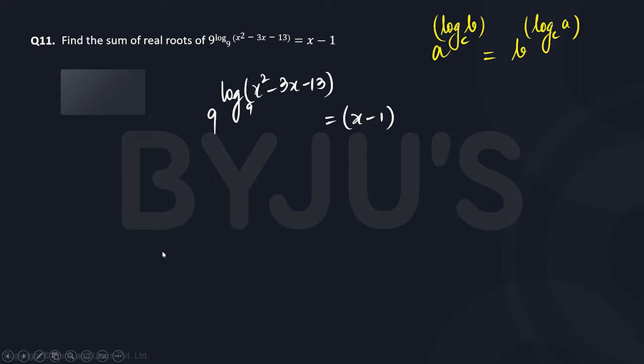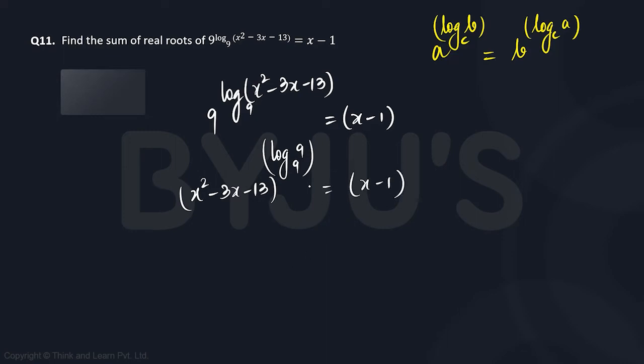So we are going to use this particular property to bring the expression in x as the base. So I can bring this x square minus 3x minus 13 in the base and take this 9 instead of the expression over there. So the power changes to log 9 to the base 9, and that is equal to x minus 1 given to us. Now log 9 to the base 9 is 1.